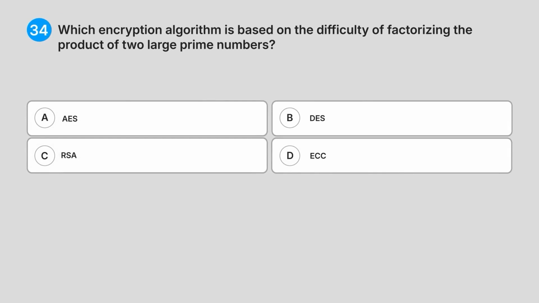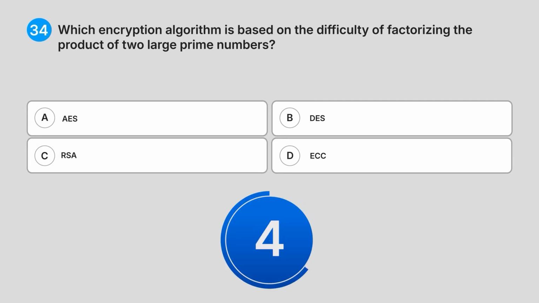34. Which encryption algorithm is based on the difficulty of factorizing the product of two large prime numbers? A. AES, B. DES, C. RSA, D. ECC. Do you know the answer?